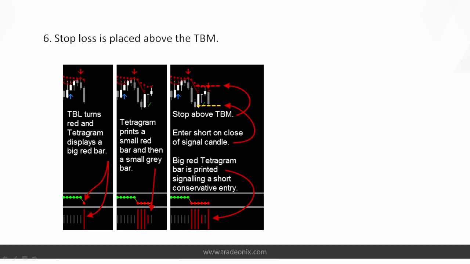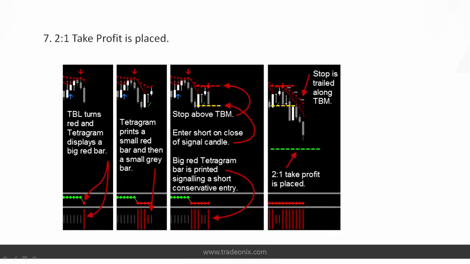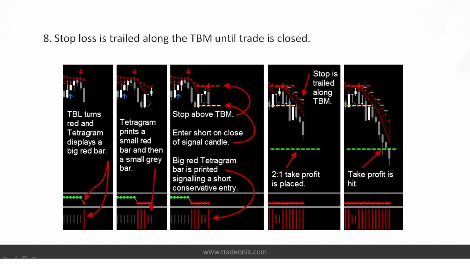Stop loss is placed above the TBM. In this case, the TBM is just here. Stop loss will go just above the TBM. A 2-to-1 take profit is placed. If our stop loss is 30 pips, then the take profit for a 2-to-1 scenario would make it a 60 pip profit target. Stop loss is trailed along the TBM until the trade is closed.